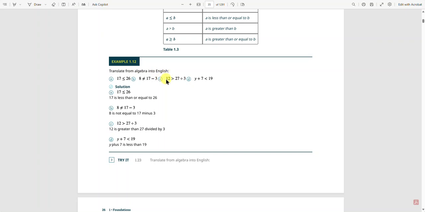Next, letter C, we read 12 is greater than 27 divided by 3. That's all you need to do for this exercise. And for letter D, we see the quantity y plus 7 is less than 19. Y plus 7, whatever y may be, when it's added to 7, the sum is less than 19.